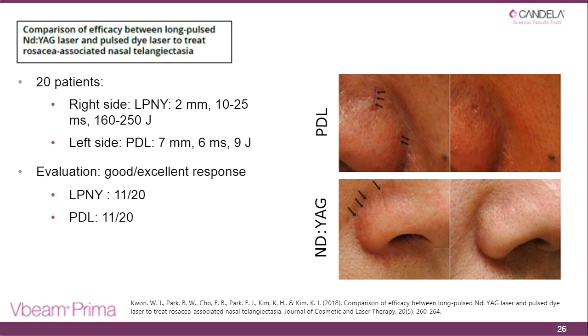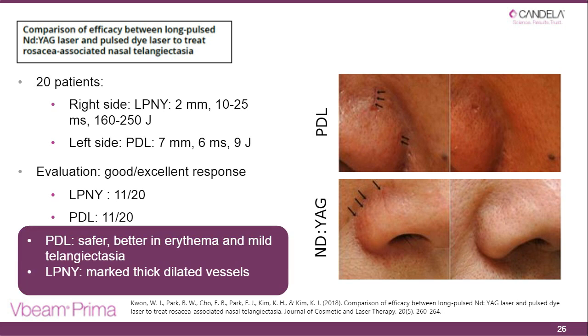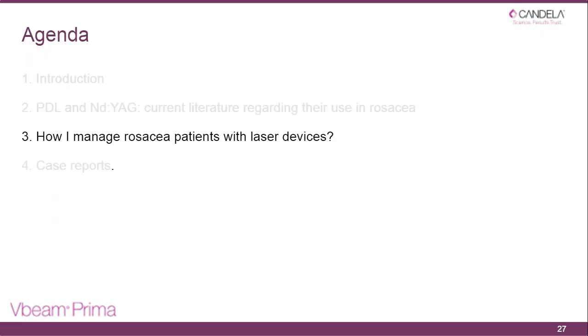And when you compare PDL and Nd:YAG when treating, for example, nasal telangiectasia, we've got this article where they include 20 patients with bilateral nasal telangiectasia. On the right side, they applied long pulse Nd:YAG with a very small spot. And on the left side, they used the PDL. And they say that over 50% of the patients on both sides get a good or excellent response, although PDL seems to be safer and better when there is also erythema around the telangiectasia and in mild telangiectasia. And long pulse Nd:YAG is safer and more useful in marked, thick, dilated vessels.